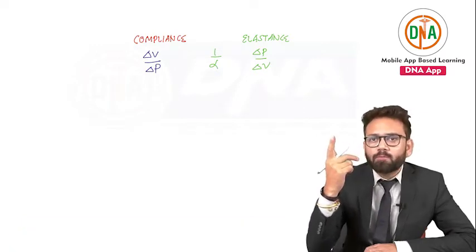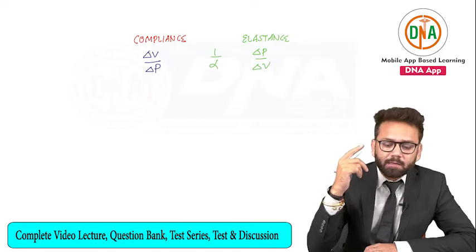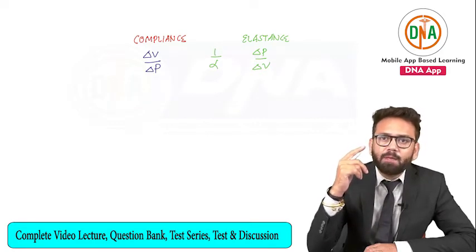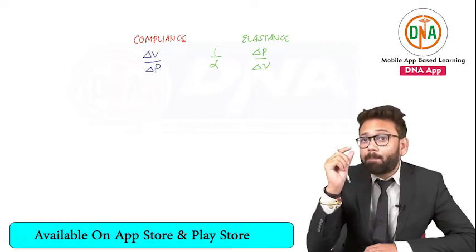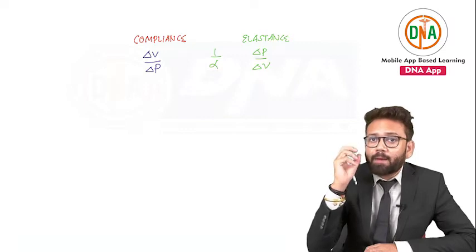Suppose there are two balloons. One is a thick balloon, the other is a thin balloon. So the thick balloon will be less compliant and the thin balloon will be more compliant. So the thick balloon will be more elastic and the thin balloon will have more compliance.